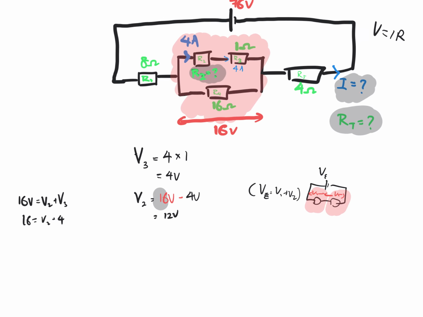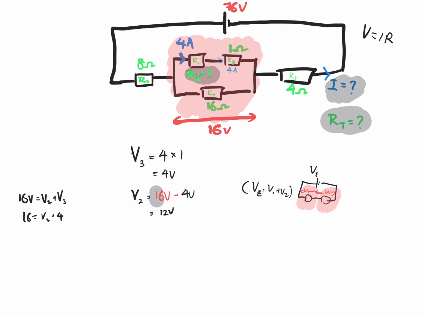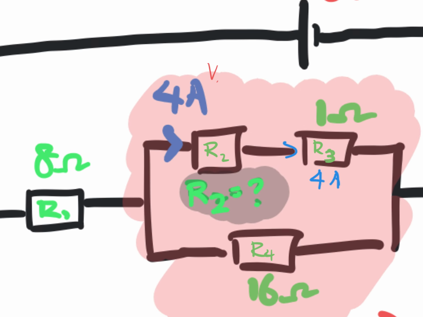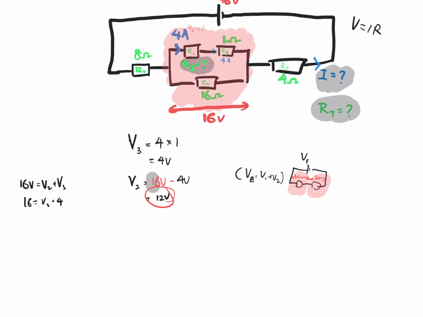Nice. 12 volts. All right, so now I know this over here, so let's put it inside. I know my V2 is 12 volts. For this component, I got my V. Let's find the R. So what is R? Resistance 2 is V over I. So that's 12 divided by 4. I have 3 ohms. Sweet.